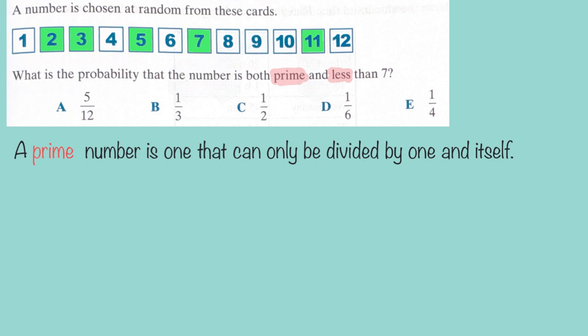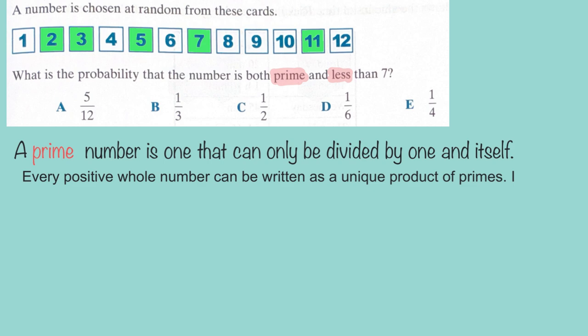And you may want to ask, why is 1 not a prime? Because 1 can be divided by 1 and itself, right? But historically it used to be a prime, but it is no longer a prime because there is a very special theorem, a very important theorem in mathematics that excludes 1 as being a prime. And this fundamental theorem of arithmetic says that every positive whole number can be written as a unique product of primes. Now, I'm going to explain this, but you do not need to dwell on this. This is just extra curriculum for you.